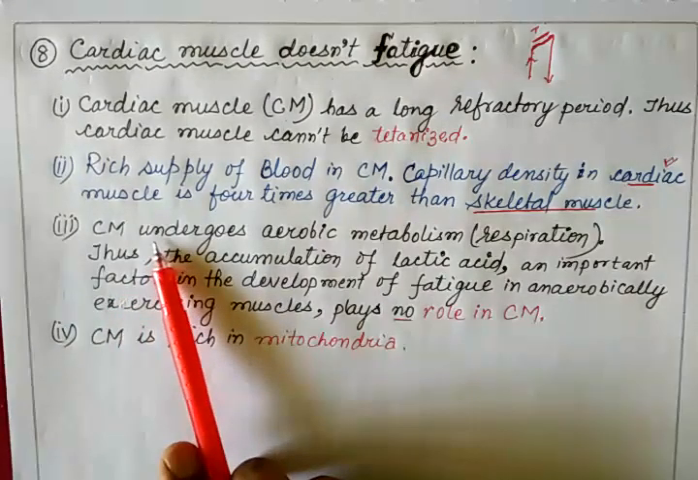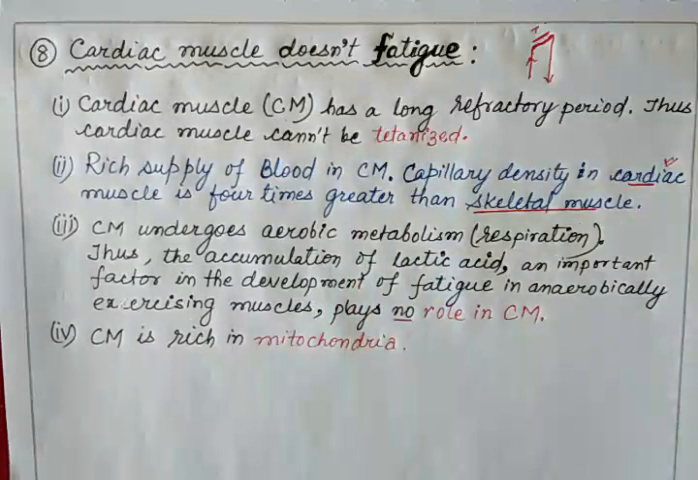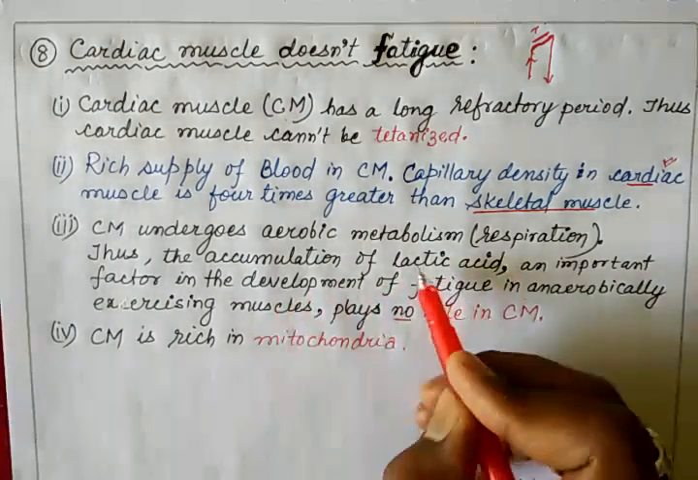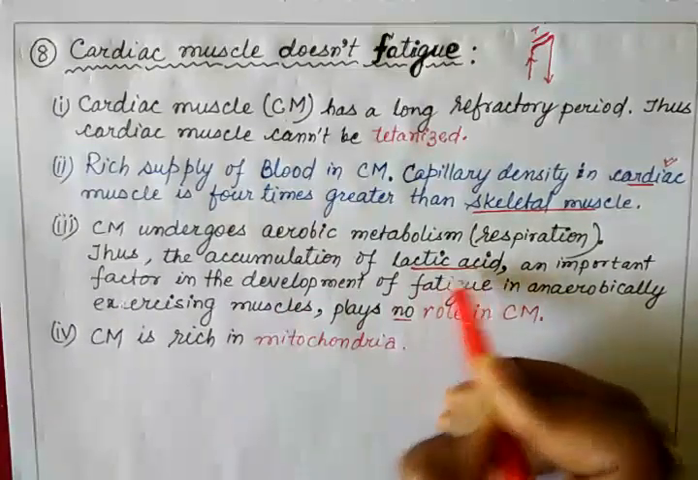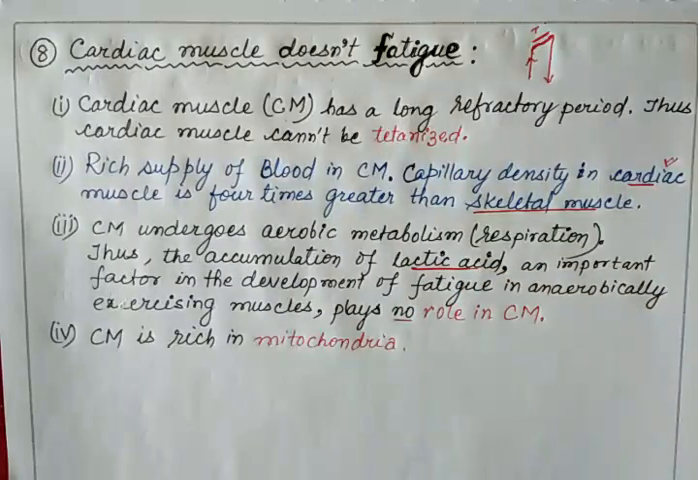Third most important reason, cardiac muscle undergoes aerobic metabolism. ये aerobic metabolism में जाता है, means here respiration is going on in presence of oxygen, thus accumulation of lactic acid. ये जो लैक्टिक एसिड का एक्यूमुलेशन है यहाँ पर नहीं होता है, and this lactic acid accumulation is one of the important reasons for fatigue of muscle fibers. So यहाँ पर जब लैक्टिक एसिड बनना ही नहीं है तो मसल फाइबर्स फैटिग नहीं होंगे. क्लियर? And cardiac muscle is rich in mitochondria.